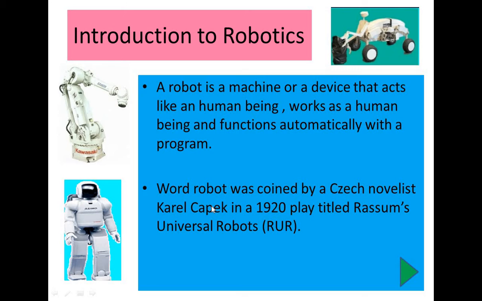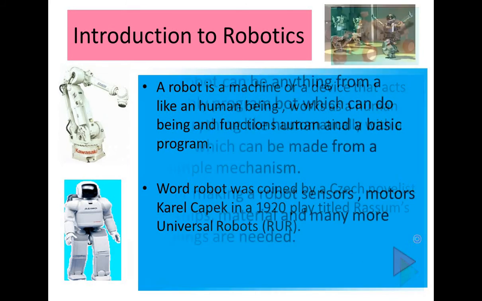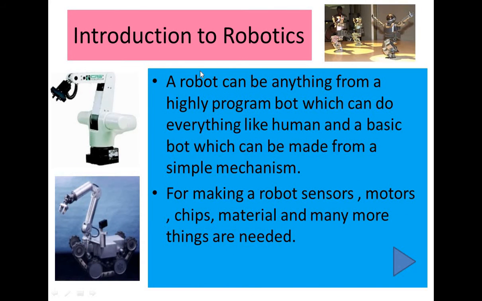So next, who coined the word robot? The robot was not invented. Its name was first coined in the play Rossum's Universal Robots, which was written by a novelist named Karel Čapek in 1920. So now we know who coined the name robot, Karel Čapek. So let's get to the next slide.